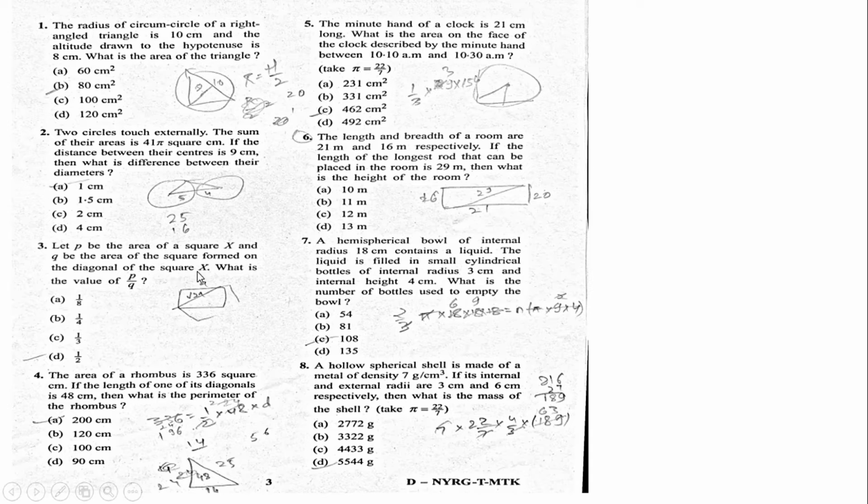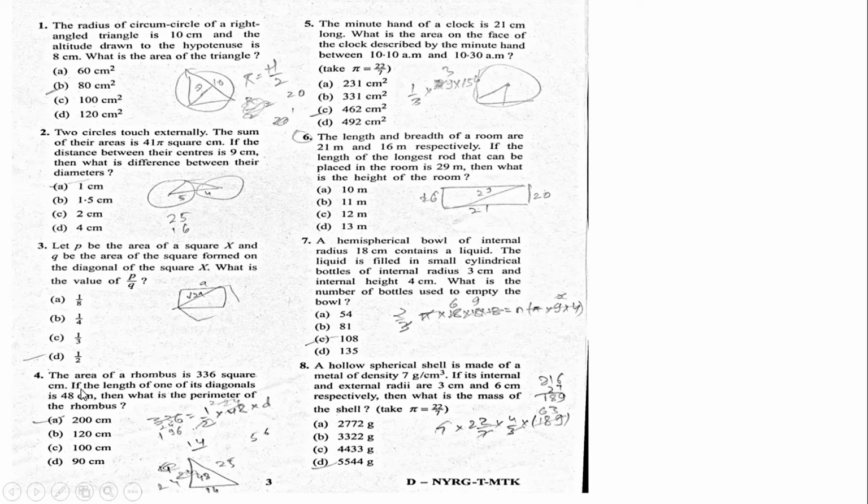The third question is about the area of square x. P is the area of square x, and Q is the area of the square made on the diagonal of square x. So if this side is a, then the diagonal will be root 2 a. So 1 by root 2 will be the side ratio, and the area ratio will be 1 square by root 2 square, so this will be 1 by 2. So option D is correct here.